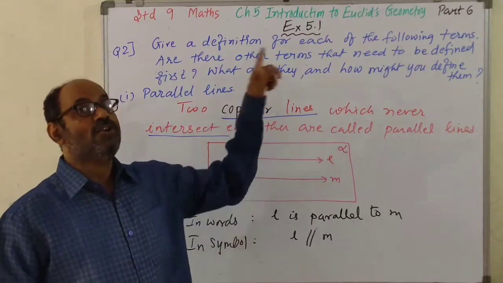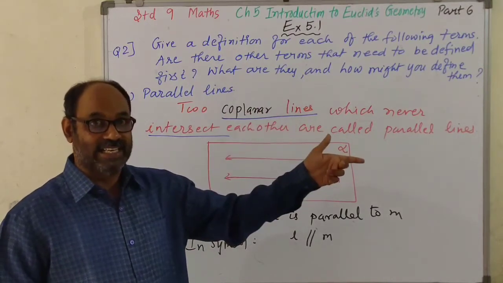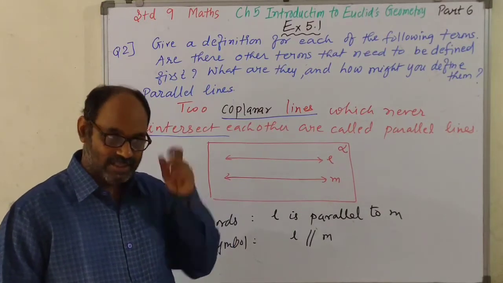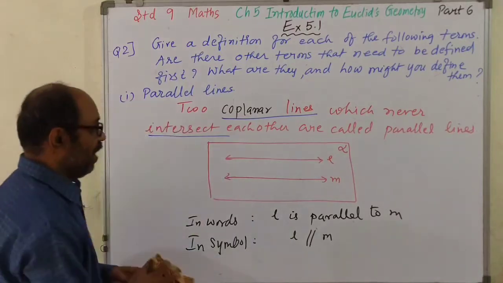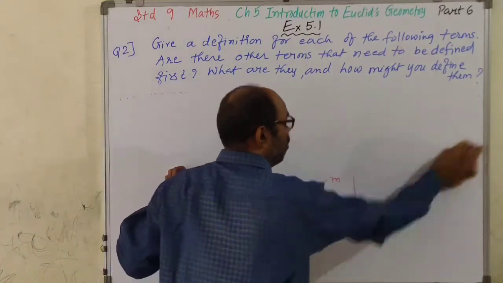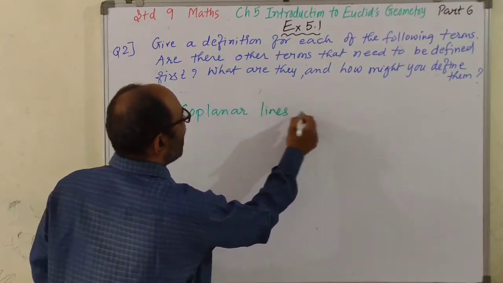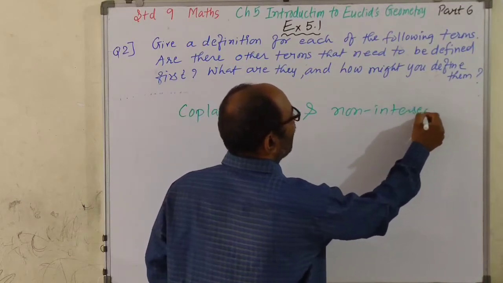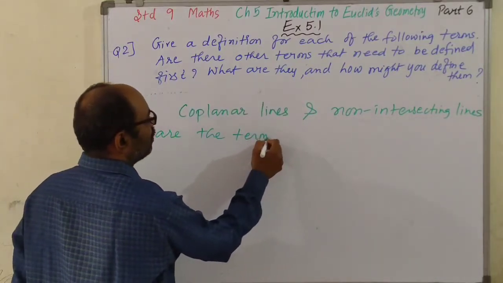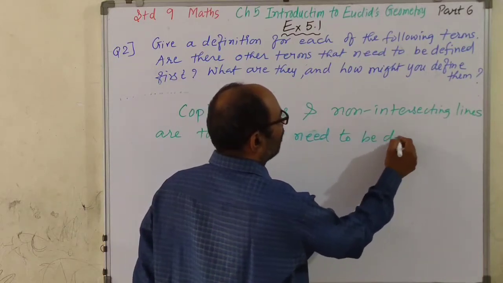Two coplanar, non-intersecting lines. ऐसे भी define कर सकता हूँ. Two coplanar and non-intersecting lines are called parallel lines. Now, what do you mean by coplanar lines? And what do you mean by non-intersecting lines? Chalo, coplanar lines I've already said. Okay, we'll define. I'll rub out this. You all take screenshot or pause the video and enter in your notebook. Coplanar lines and non-intersecting lines are the terms which need to be defined first.